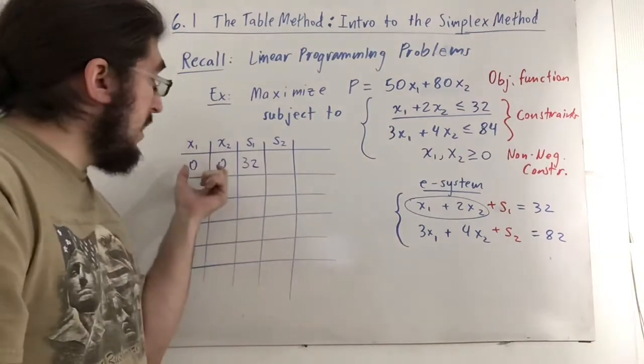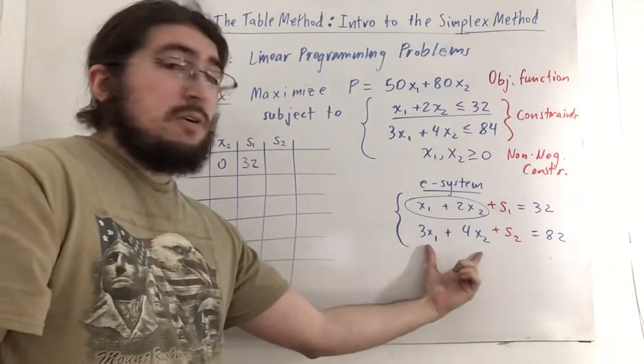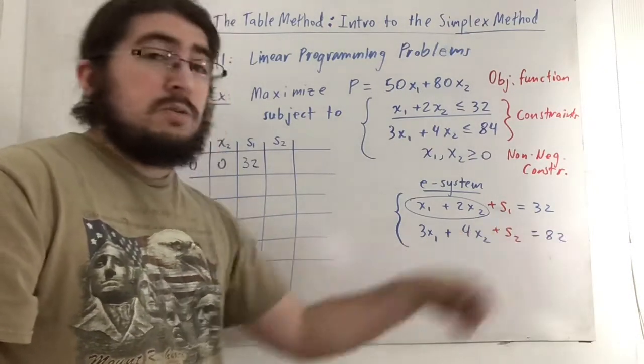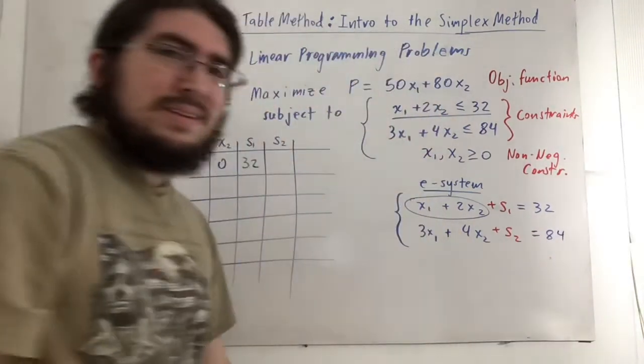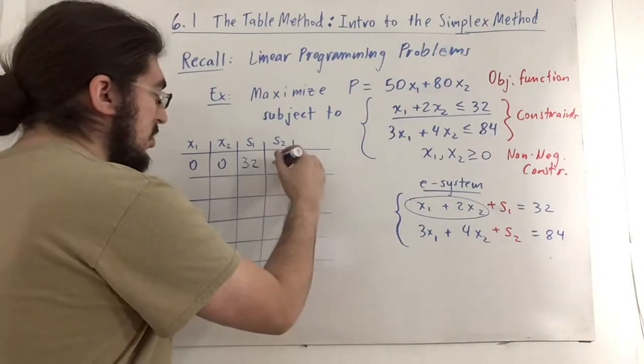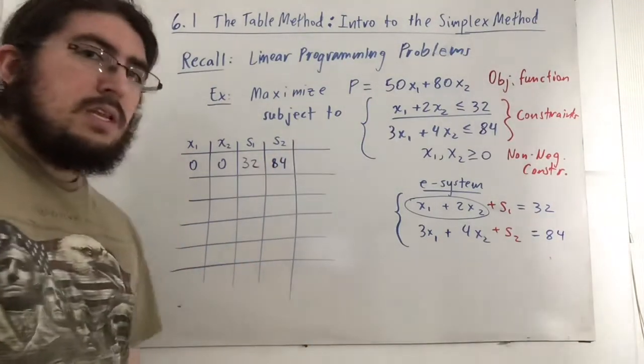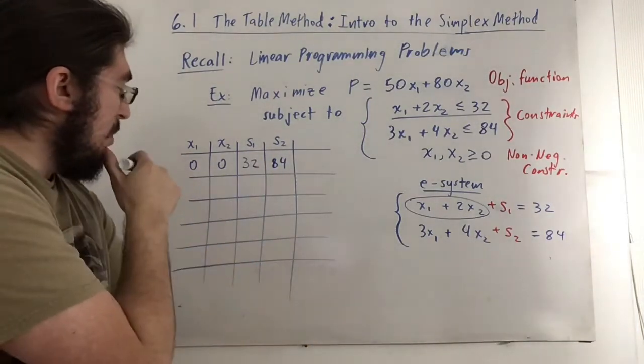Similarly, when x1 and x2 are equal to 0 for the second equation in the E system, we get s2 is equal to 80. It should have been 84 this whole time. That was my mistake. So it should be 84. All right, good. Now what?